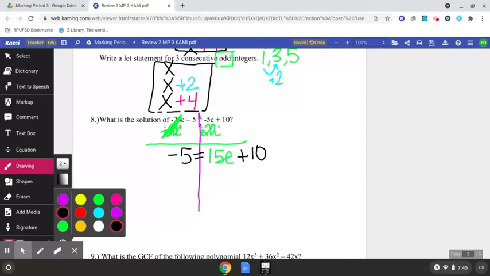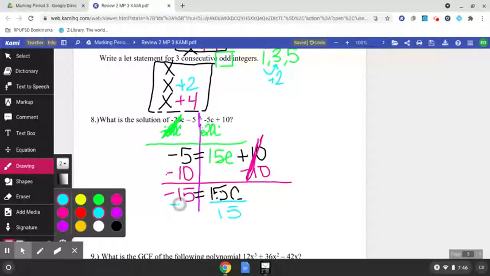Okay, now I'm almost at the point where c is by itself on that one side, but I still have to get kind of that plus 10 away. So I'm going to subtract 10 on both sides now. These will cancel, and negative 5 and negative 10, when I add those up, I'm going to get negative 15, which is equal to 15c. And now to solve for c and get it alone, finally, I'm just going to divide by 15. So I end up with c is equal to negative 1.